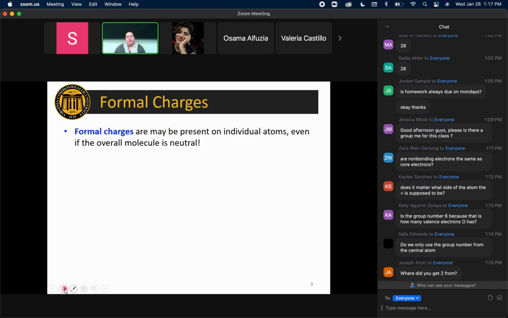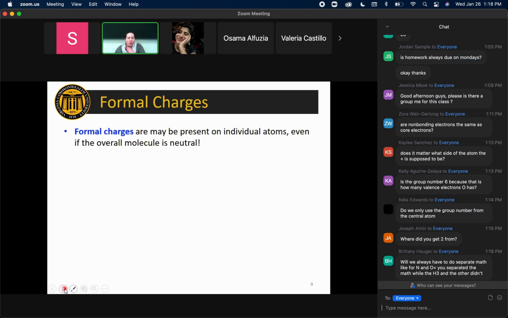Okay. Formal charges are localized on individual atoms, but I want to make sure everybody understands that you might have these formal charges on atoms within a molecule, even if the overall molecule is neutral, right? So all of the formal charges have to add up to whatever the overall charge is on the molecule, but you can have charges on individual atoms.